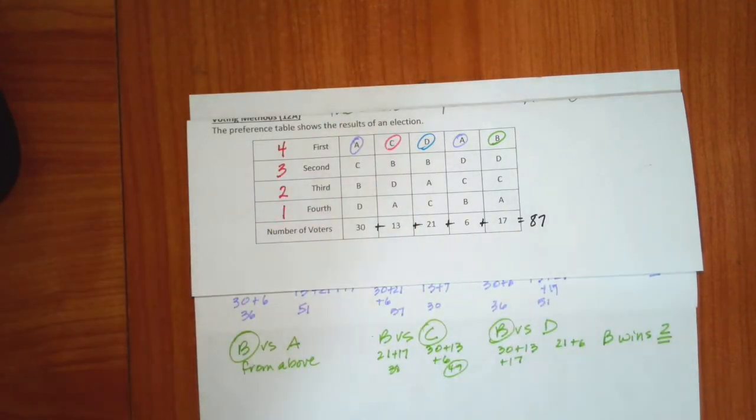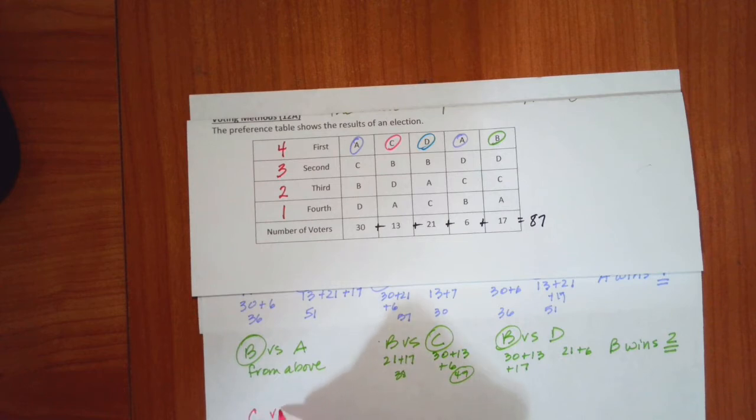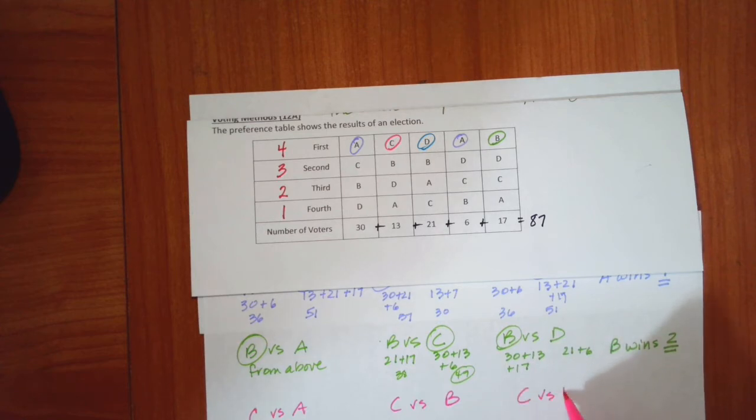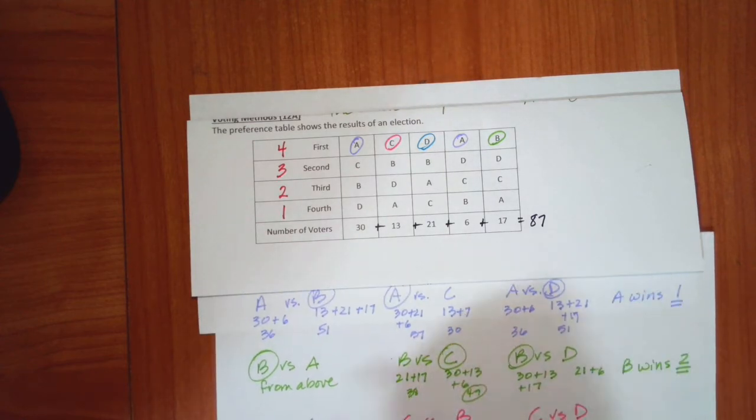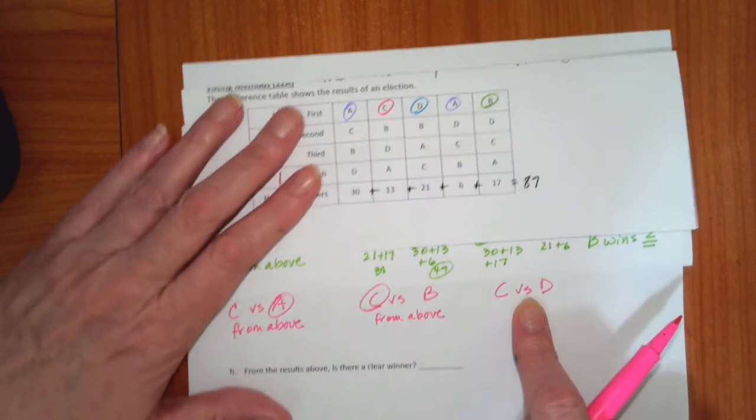Okay. Well, now let's do C versus A, C versus B, and C versus D. Well, C versus A we've already done, so from above, A won. From C versus B, from above, C won. So now I just have to calculate C versus D.